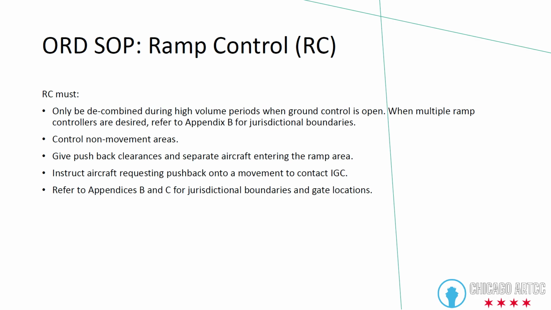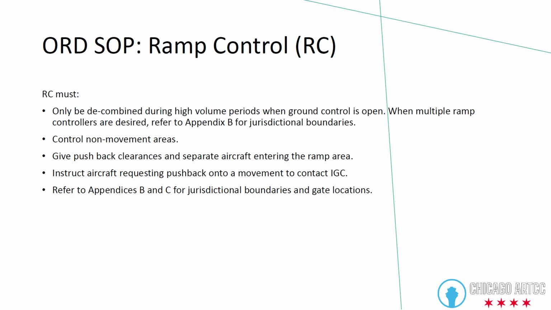Ramp control, again, is another event position. It must only be decombined during high volume periods where ground control is open. When multiple ramp controls are desired, refer to Appendix B in the O'Hare Air Traffic Control Tower SOP for jurisdictional boundaries. There is a picture there.